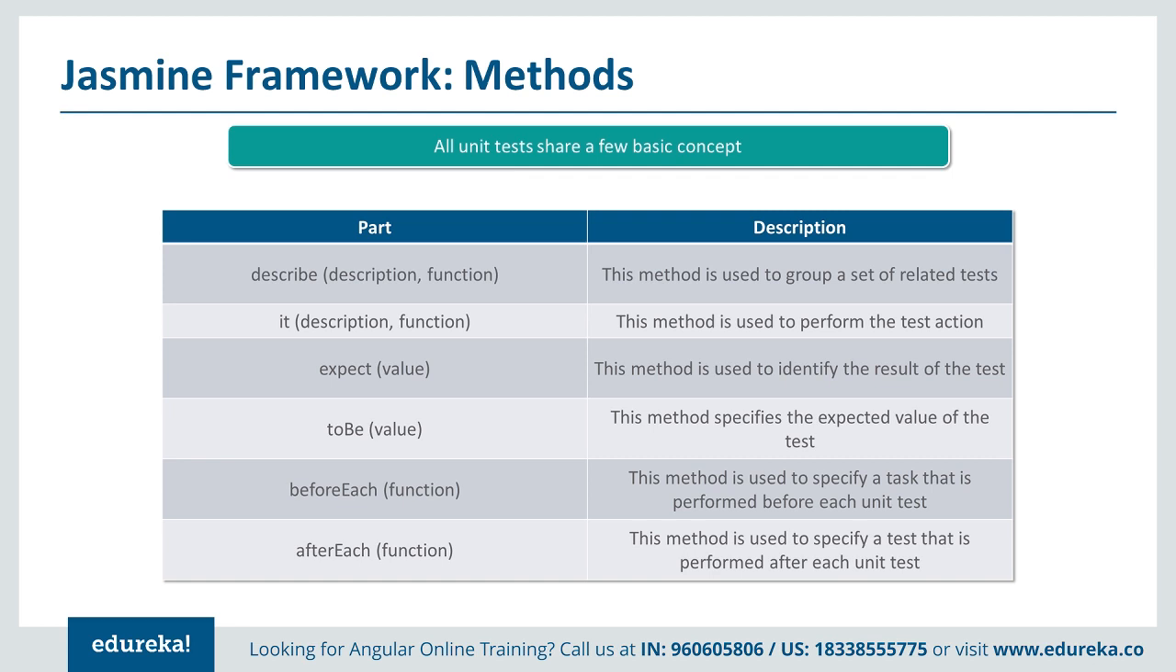toBe is the method that specifies the expected value of the test. Then there are beforeEach and afterEach. Let's assume you're going to create a database connection, or initialize some object, and you want to destroy that. After each, you can use it. These are the methods which we will be using.